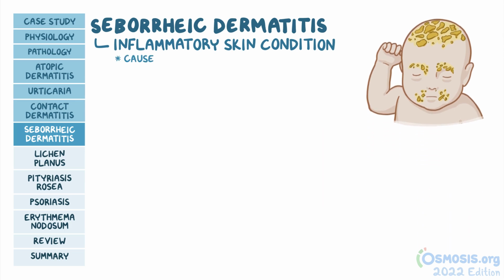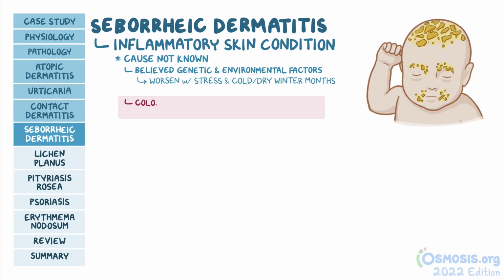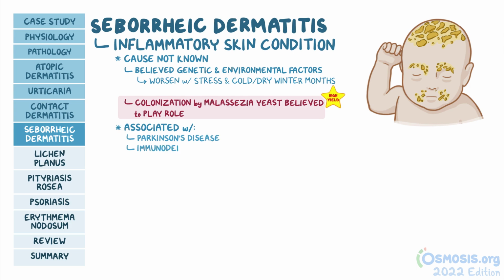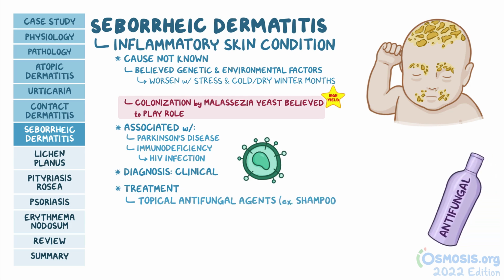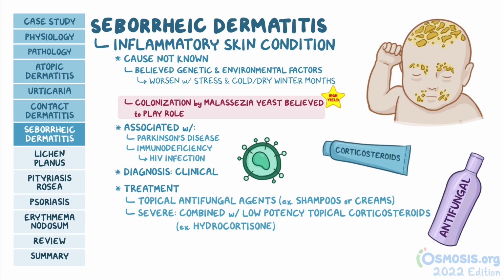Now, the cause of seborrheic dermatitis is not known, but it is believed to involve a number of genetic and environmental factors, as it tends to worsen with stress and during the cold and dry winter months. Colonization of the skin by Malassezia yeast is also believed to play a role. Additionally, it has been associated with various disorders such as Parkinson's disease, as well as immunodeficiency like with HIV infection. Diagnosis is clinical, and treatment includes topical antifungal agents like shampoos or creams, and in severe cases can be combined with low-potency topical corticosteroids such as hydrocortisone.